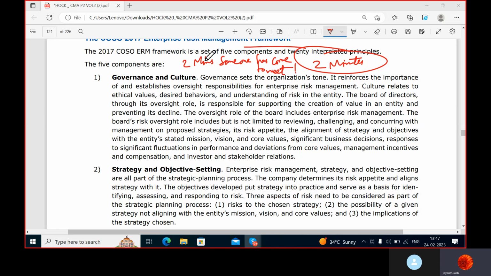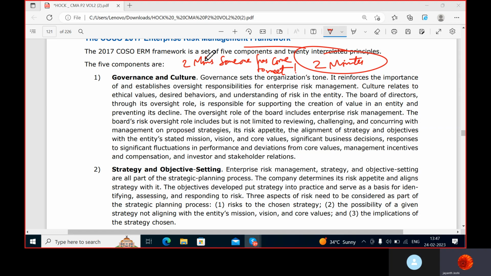2017 ERM framework. What do you mean by this? See, every company has a management, okay, and ERM is specifically for what? For minimizing the risk of the enterprise. Am I right? The management is known for minimizing the risk. Am I right or wrong?